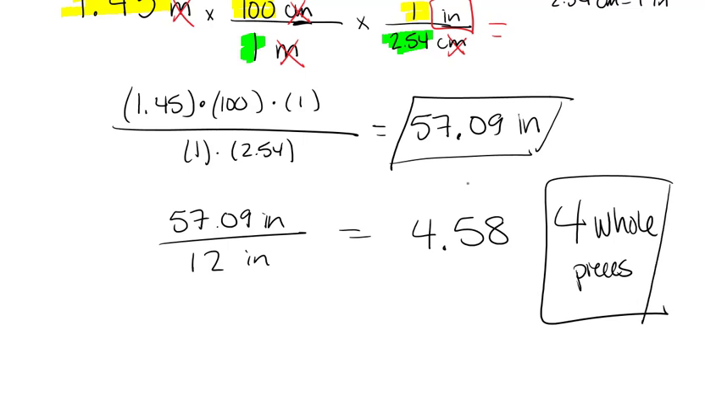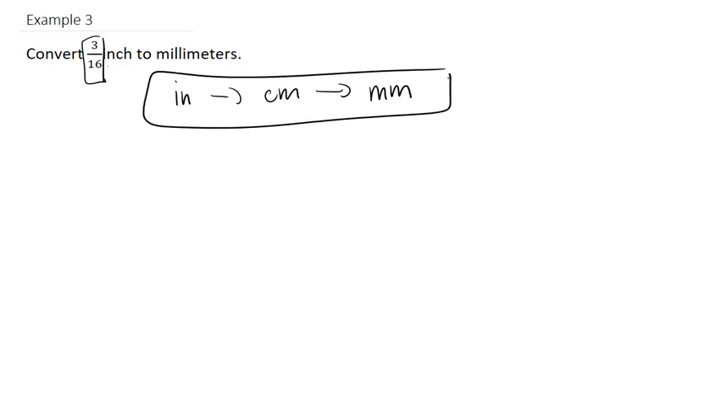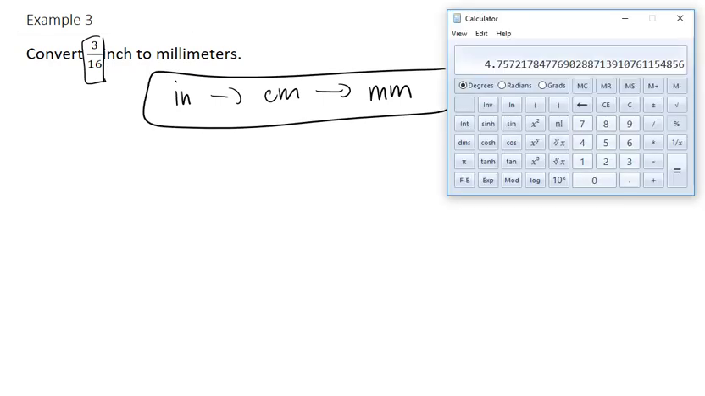Now, let's do another example. Convert 3/16 inch to millimeters. Now, the first thing we're going to have to do is get this into a decimal. And then we can go from inches to centimeters, and then from centimeters to millimeters. So this is our roadmap that we're going to follow. The first step will be to go 3 divided by 16, which is equal to 0.1875.